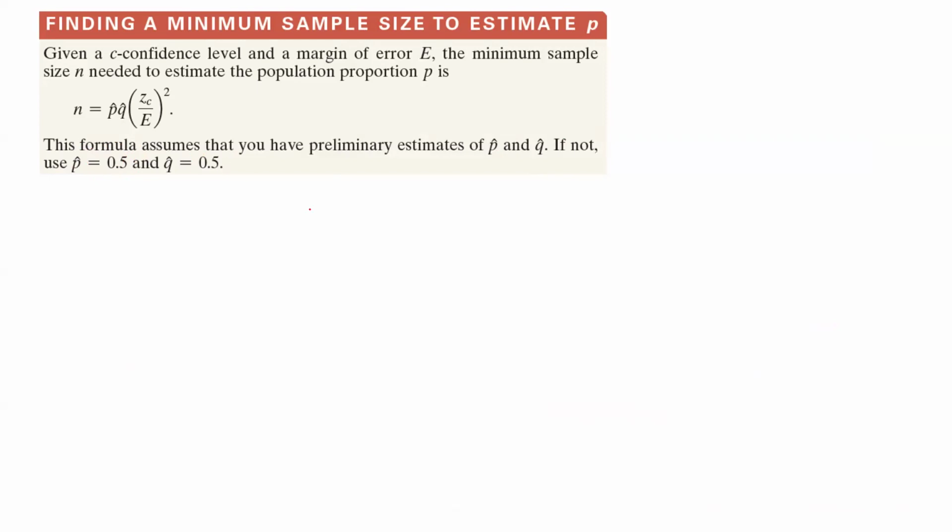For example, if you're interested in knowing the proportion of people who vote Trump or Biden or any other person, common sense says 50% might vote for the candidate and 50% might not. So if you don't have preliminary information or estimation about p hat, q hat, you're going to use common sense, 50%.